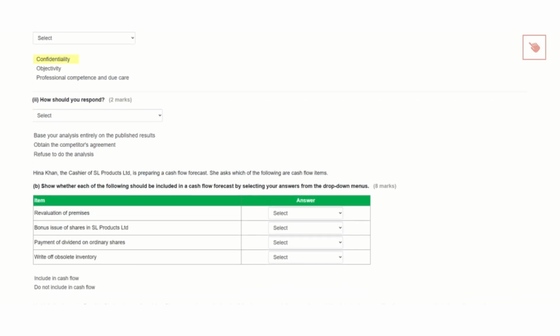We were then asked how we should respond. So the most ethical response is to refuse to use the confidential information. But the correct response would be to base your analysis entirely on the public information that's being given.